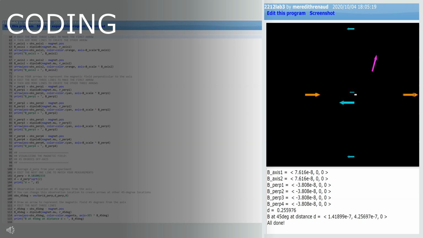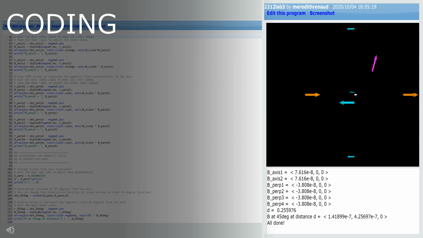In order to complete the coding portion of this lab, I had to create a function similar to what was done in Lab 0, but this time the function was called dipole B and focused on the magnetic dipole field. This helped create the arrows you see on the right. The code on the left goes explicitly into this process.